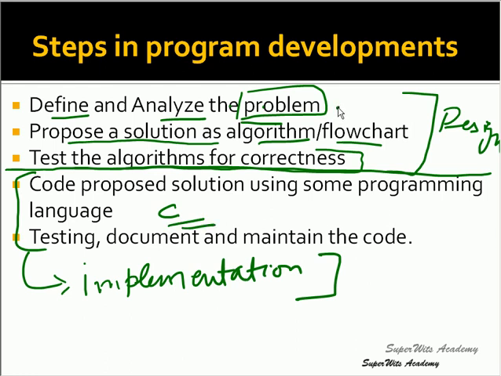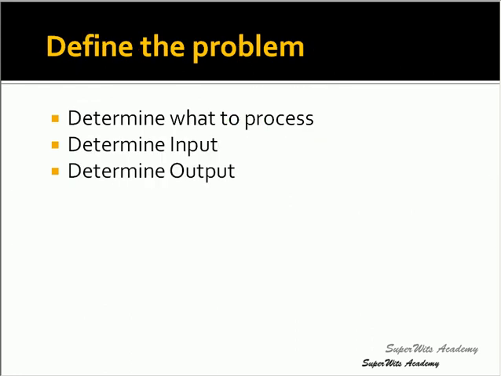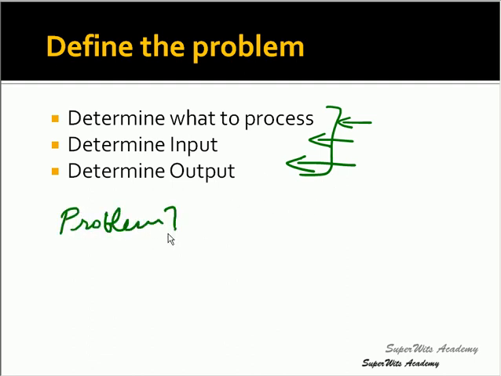So let's get into the detail. I will be starting with this first point, that is define and analyze the problem. In this particular step, there are basically 3 major determinations which you are supposed to make for any problem, right? It says what kind of process it is, what kind of input it requires, and what kind of output it requires.